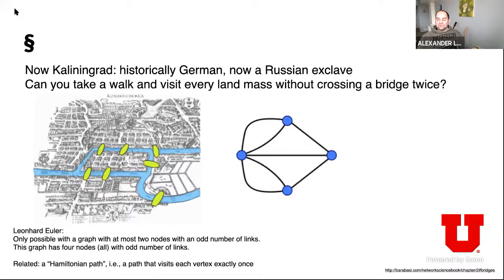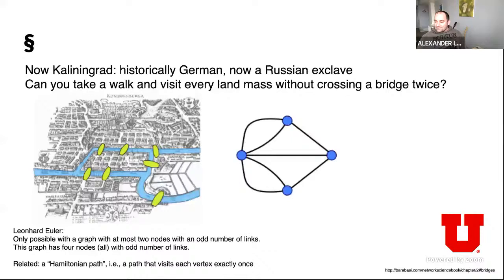And then he showed that this is only possible with a graph with at most two nodes with an odd number of links. This graph though has four nodes, all with odd numbers of links, and so you can't do that. If you try to do that, you will fail. It's not possible to do it.